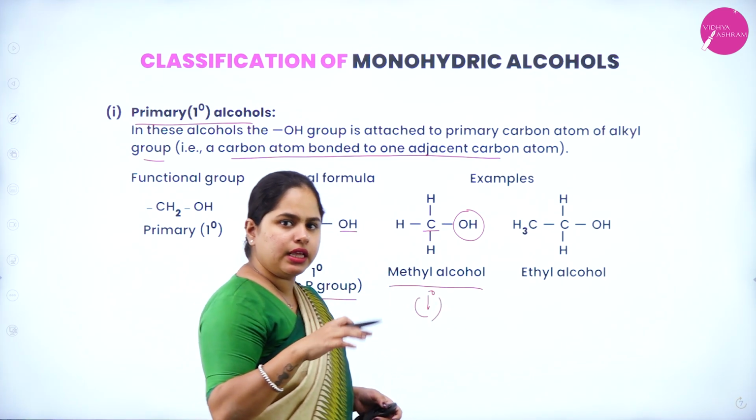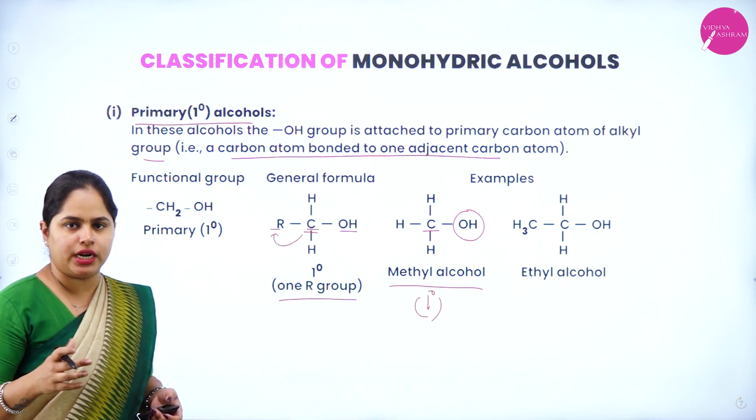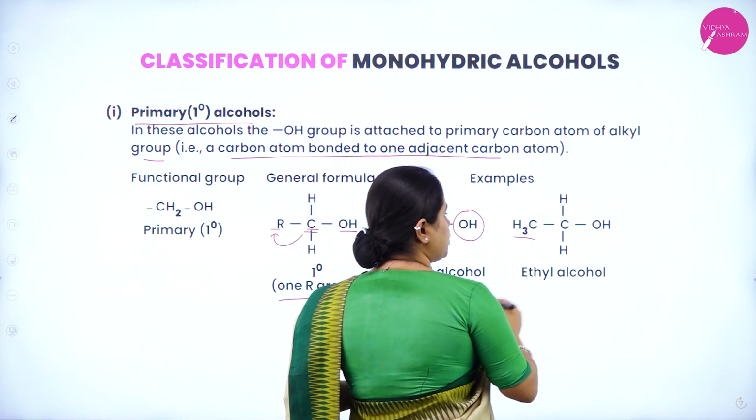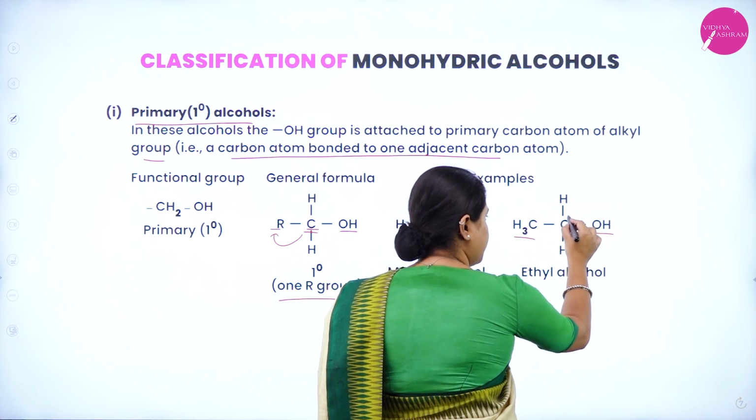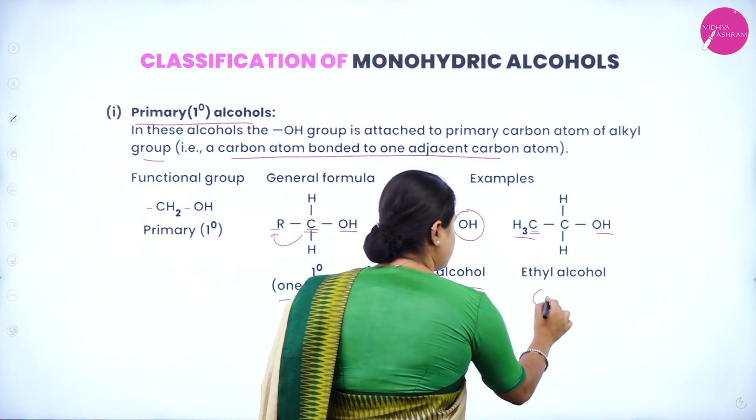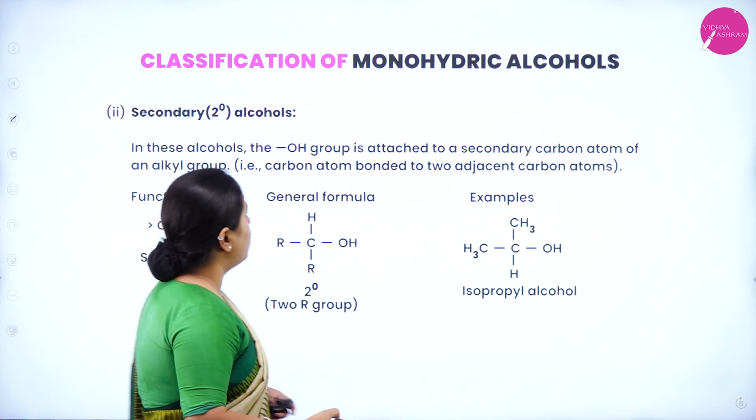Right? It should be attached either to all 3 hydrogen atoms or to only 1 carbon atom. So you can see CH3; the alcohol is attached to this carbon atom, which is further attached to only 1 carbon atom. So this is also a primary alcohol, right? Now moving on to secondary.